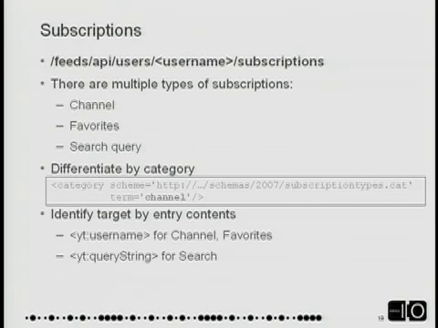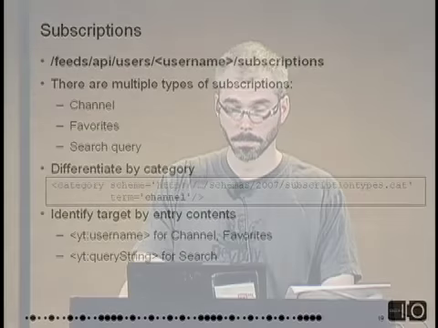So subscriptions, as I mentioned, there are a couple different types of subscriptions you can have. Within the API, we expose subscriptions to a channel, which means I want to subscribe to all the videos that get uploaded to a user's channel. I can subscribe to somebody's favorites, so every time they mark a video as favorite, that'll show up in my subscription. And then I can subscribe to a search query, so that if new videos get uploaded that match that query, those will show up in my subscription.